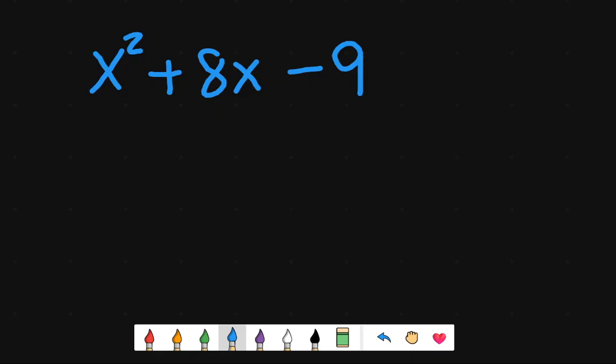So let's do that now. Let's put it up here. We have x squared plus 8x minus 9. As I mentioned before, we are putting this in binomials, so we're factoring into binomials. As I mentioned before, we're going to start off by looking at this second sign. Notice that it is a negative. So that means that we can look at the first sign also.